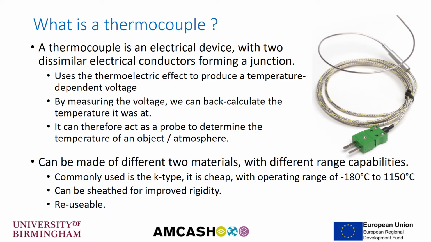contact with. They can be made of different combinations of two materials, and they will have different range capabilities depending on the materials used. The most commonly used thermocouple is the K-type. It's cheap, it's got a really good operating range of minus 180 degrees Celsius to 1150 degrees Celsius. They can be sheathed to improve their rigidity, and so long as that electric junction remains in contact, then they're completely reusable.